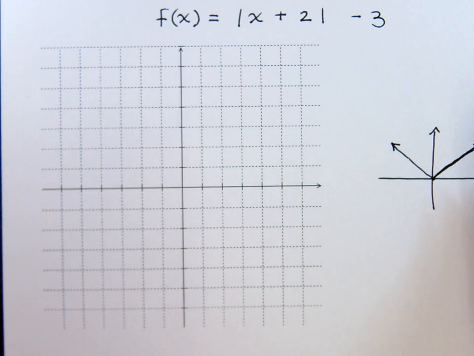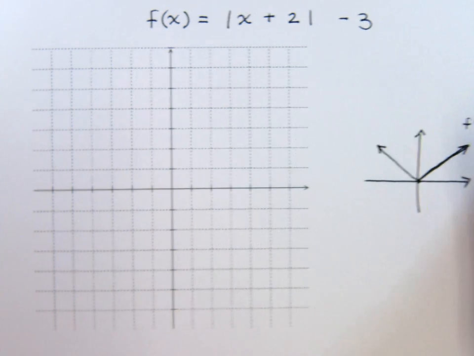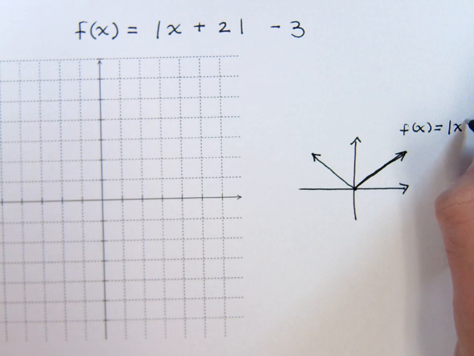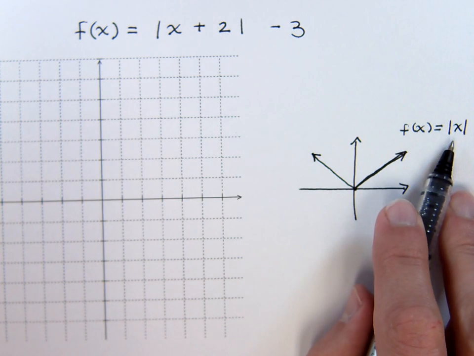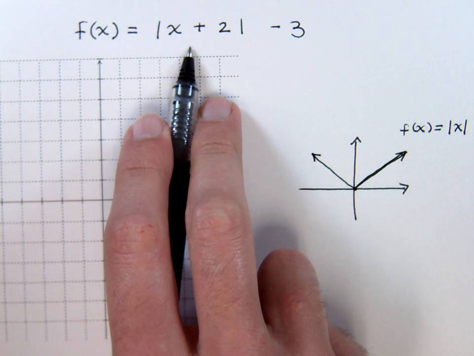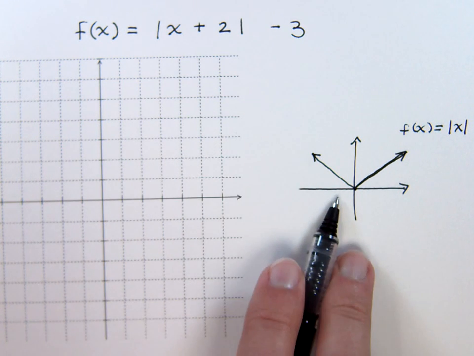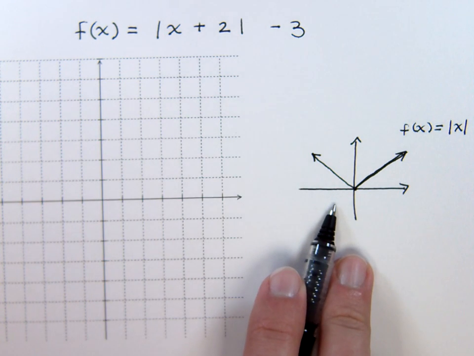And all we're going to do is look at what's being done to the main absolute value function, because the main guy is just the absolute value of x. We want to look at what's being done to this function right here to see how we're going to shift this shape up, down, left, and right.